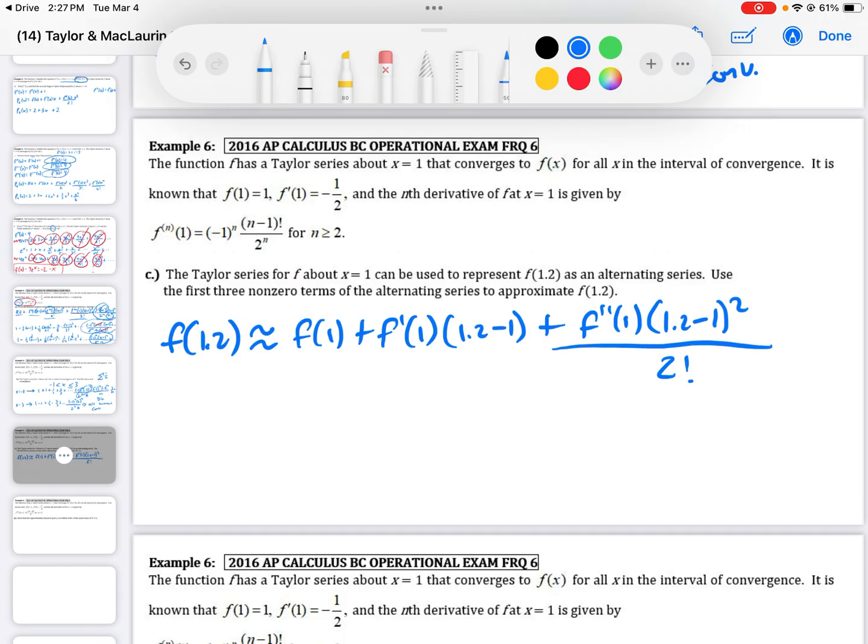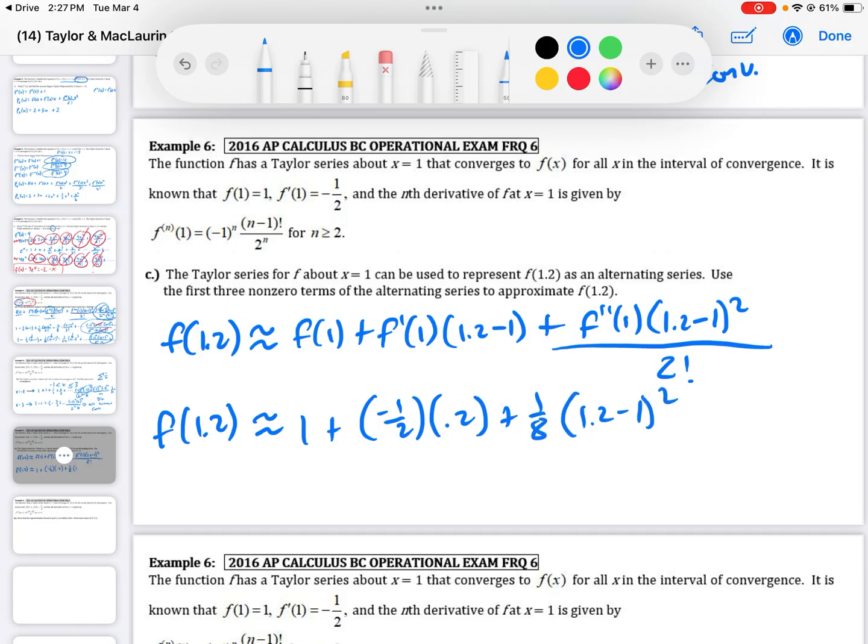So I can still say f of 1.2 is approximately 1 plus negative 1/2 times 0.2 plus 1/8 times 1.2 minus 1 squared. And that's a good safe stop. That would be an approximation.